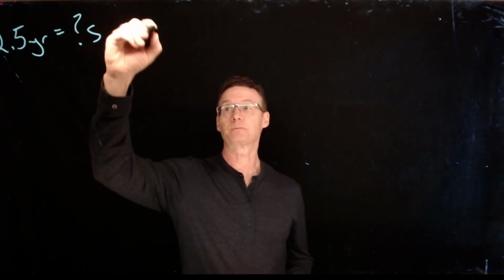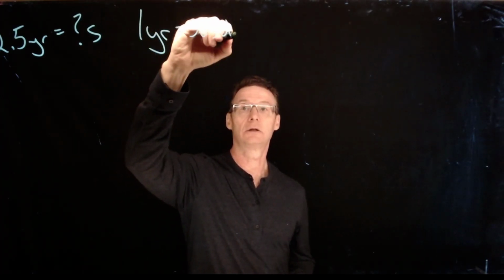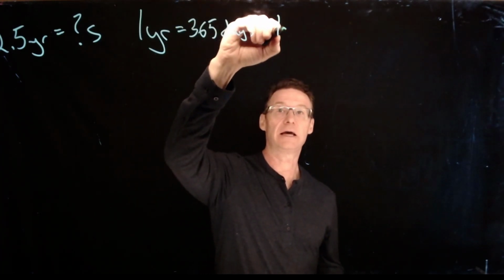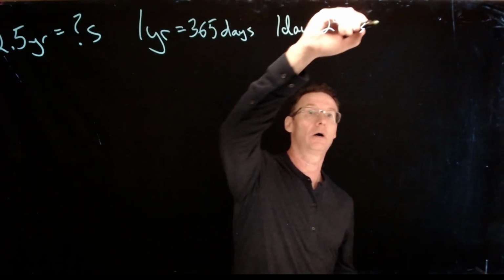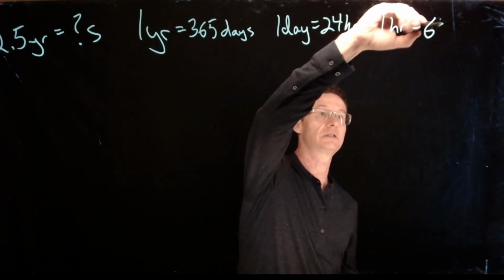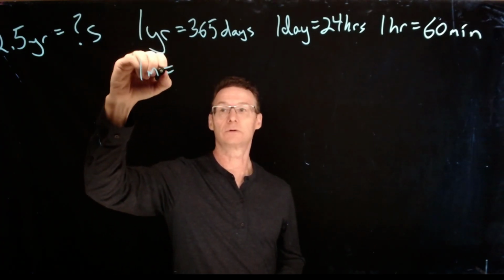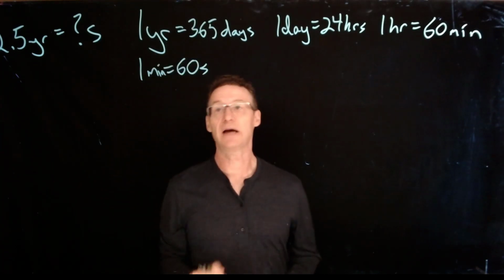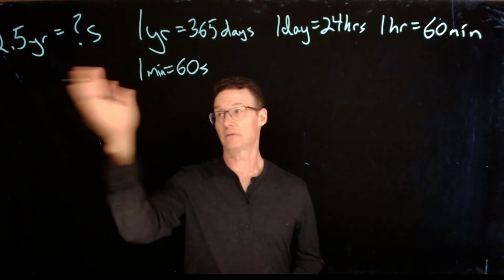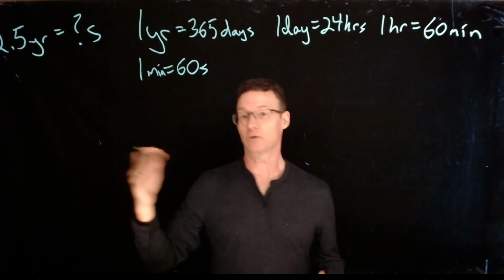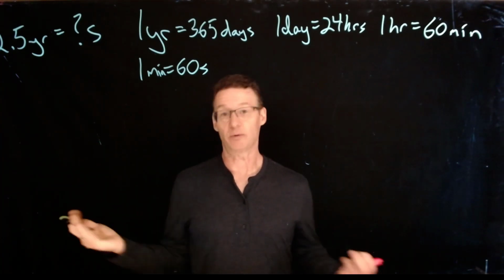So let's think about it. We know that 1 year equals 365 days. We know that 1 day equals 24 hours. 1 hour equals 60 minutes. 1 minute equals 60 seconds. Okay, so now we've got a path from years to days to hours to minutes to seconds. So we can get from years to seconds, just not in 1 or even 2 steps. By the way, we could have done this the other way around. I could have started with seconds and built my way up if I was more comfortable with that.